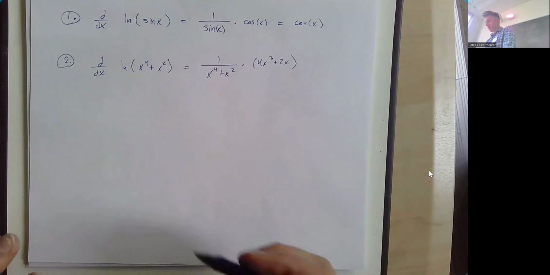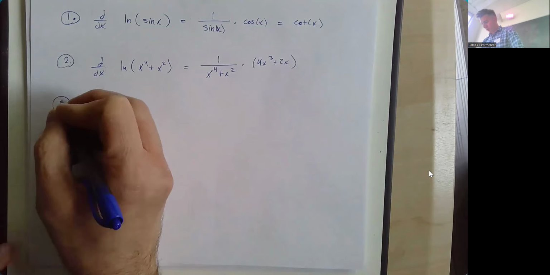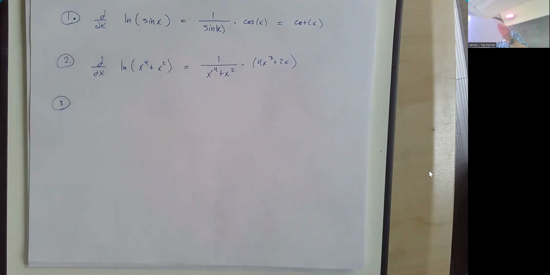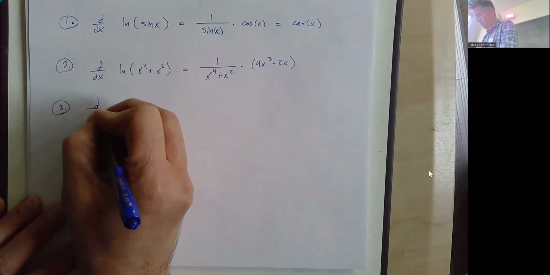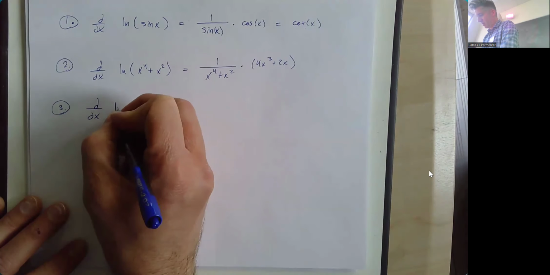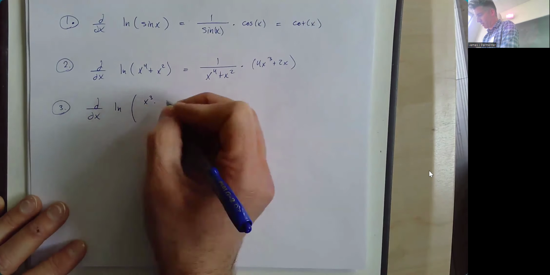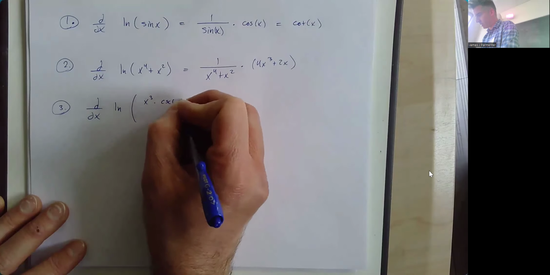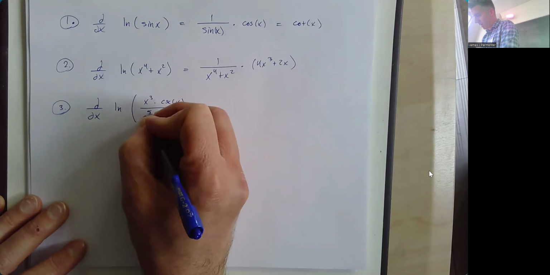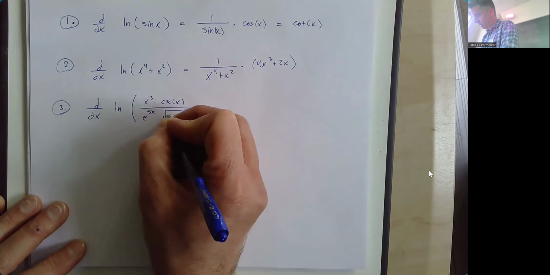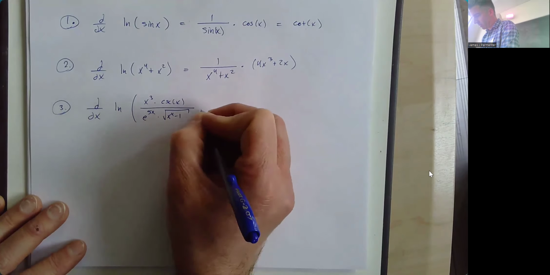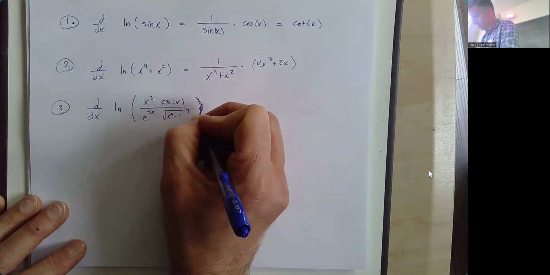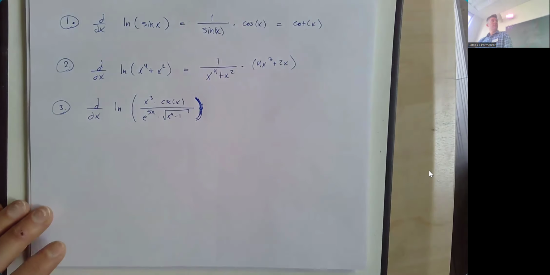A couple other examples to do. Yeah, something gnarly like this. We want to find the derivative of the natural log of x cubed times cosecant of x over e to the 5x times the square root of x to the 4th minus 1.